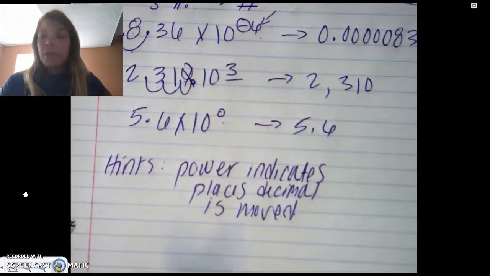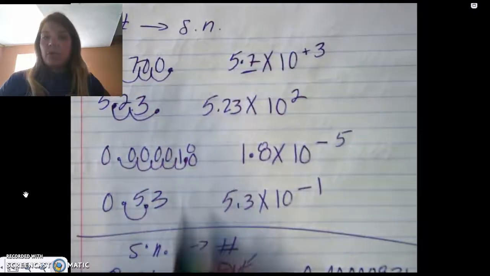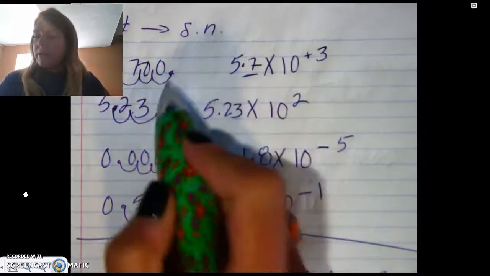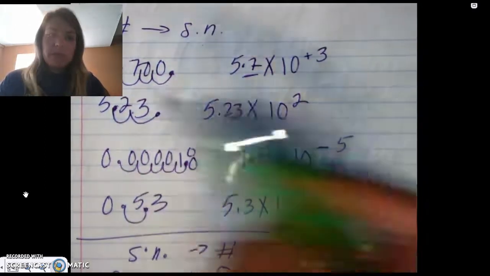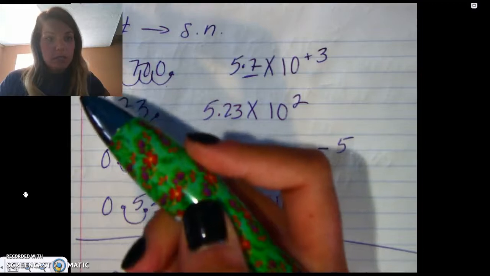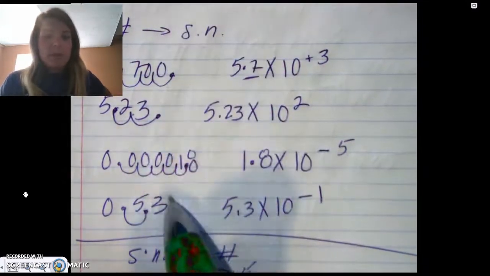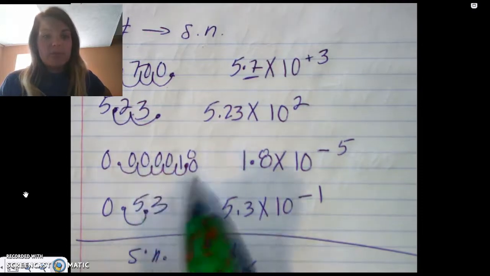Okay, now let's go up here. If I'm going from a number to scientific notation, okay, and I have a big number, I'm going to be swooping to make the number smaller. Okay, so I'll be swooping to the left. If I have a small number, I have to swoop to the right. Kind of the same thing down here.